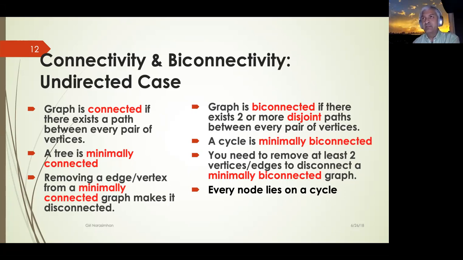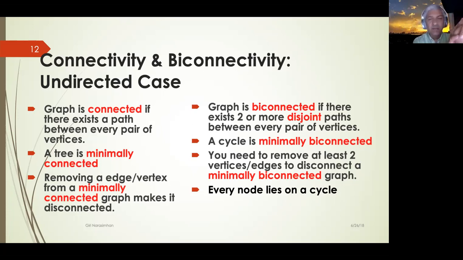And in fact, it's the minimal one, because if you remove even one edge, the cycle is not going to be biconnected. Same thing with a tree. A tree is simply connected, because that's our definition. But if you remove any edge from the tree, the graph will not be connected anymore. So that's your comparison between connectivity and biconnectivity.